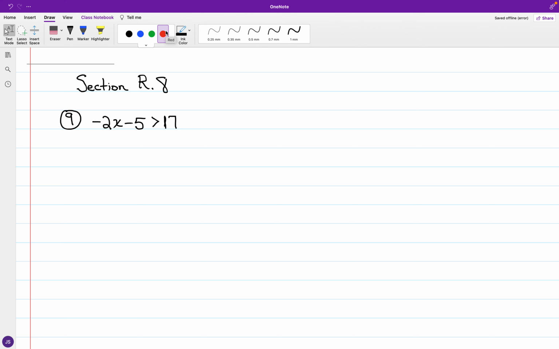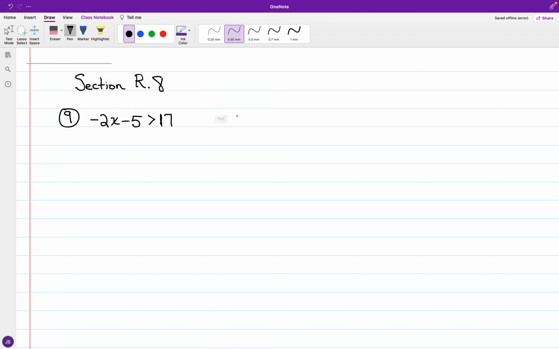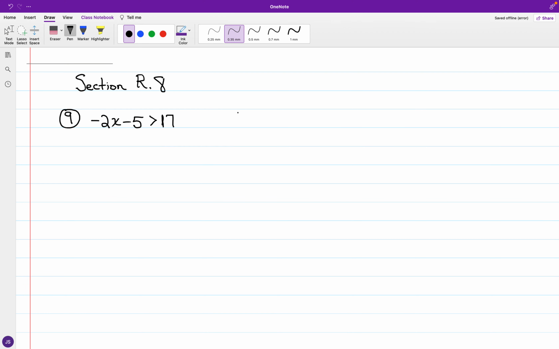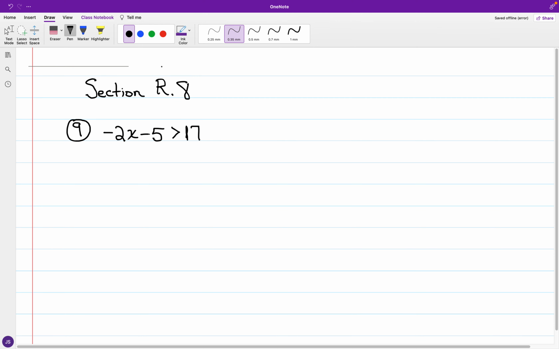Good afternoon. Just looking into section R8 for what we have regarding inequalities. We're going to start out again with just the general inequalities, and then we will look into inequalities as they pertain to absolute value expressions.